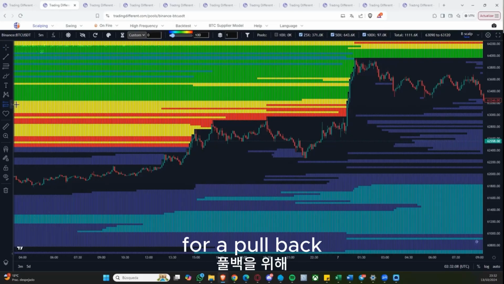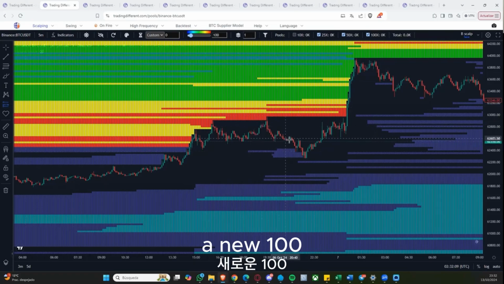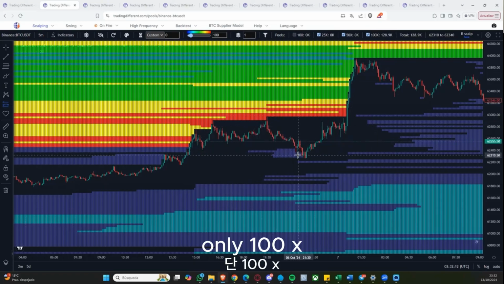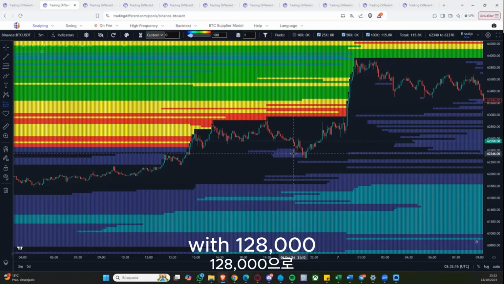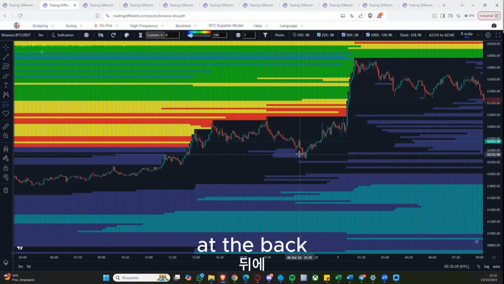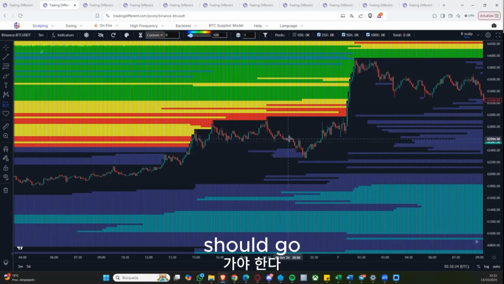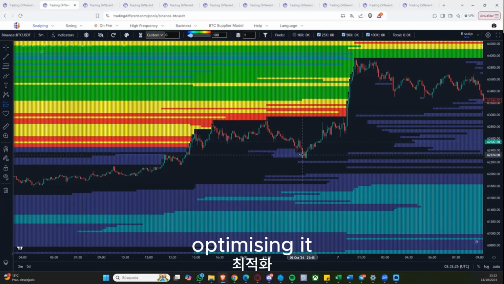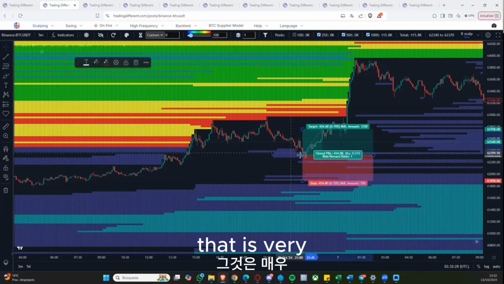I can wait for a pullback for the price to liquidate a new 100x pool. Only 100x leveraged positions are involved here, with 128,000 on this pool line. I can optimize my entry by placing it at the back of the pool, preferably in the lower middle. The stop loss should go outside the pool, optimizing it even more. That is very important.